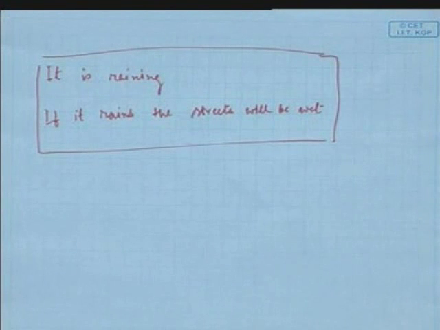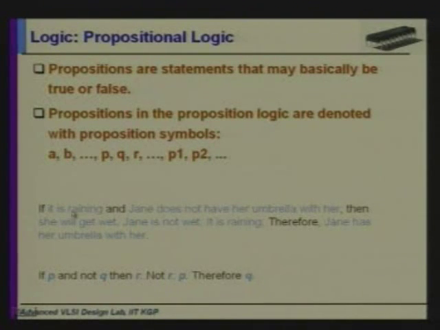So here is an example of a bit more complicated propositional expression: if it is raining and Jane doesn't have her umbrella with her, then she will get wet. Jane is not wet, it is raining, therefore Jane has her umbrella with her. So the common structure is if P and not Q then R, and the fact not R and not P, from this entire thing we can deduce Q. So this is the abstract form of what propositional logic is.